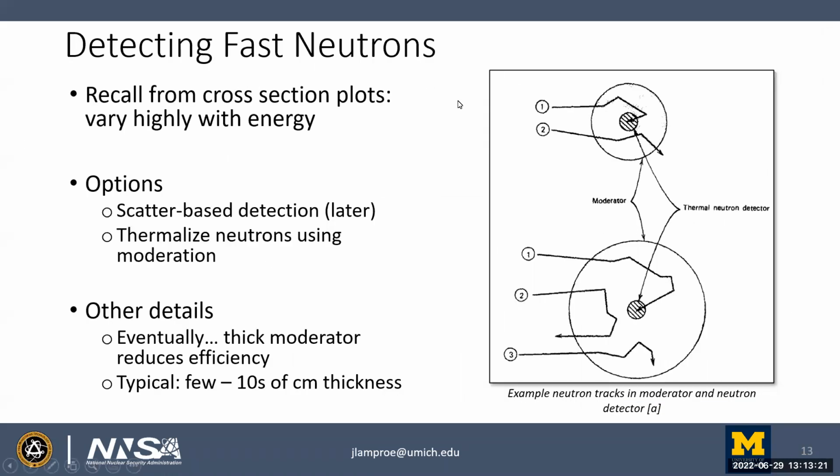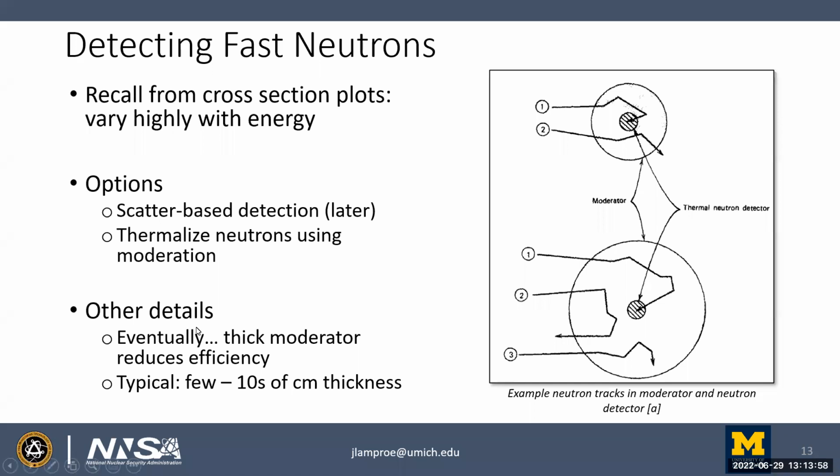And then we can move on to the detection of fast neutrons. So we can recall from the cross-section plots that at high energies, the cross-sections start to die off. It's not super probable for the fast neutrons to be captured, and that's not a great thing if we're trying to detect them. And so we can either use scatter-based detection, which I'll talk about with scintillators a little bit later on, or we can just moderate the neutrons to slow energies and detect them as slow.